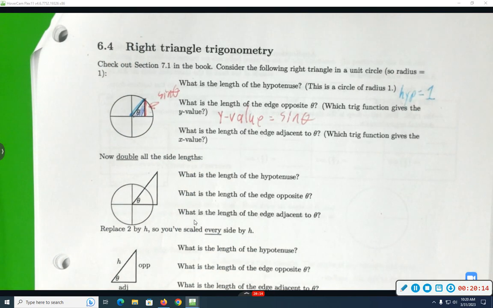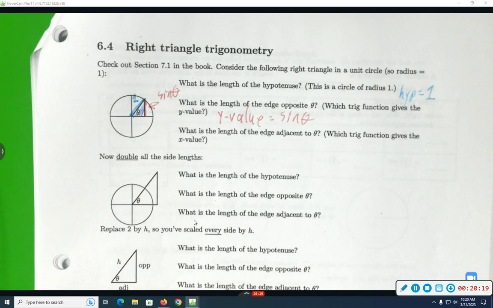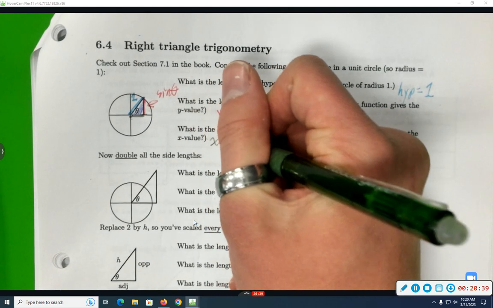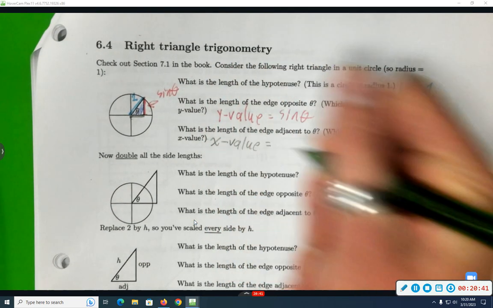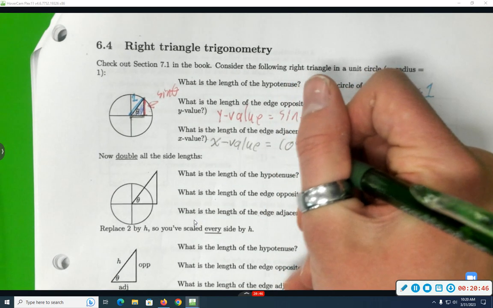And let's just check. If that blue side length is 1 and the red side length is sine theta, do I get sine of theta is opposite over hypotenuse? Sine of theta over 1 is sine of theta. What about the adjacent? What is it? The x value. So the adjacent side is the x value. And what is the x value in terms of a trig function? Cosine theta.